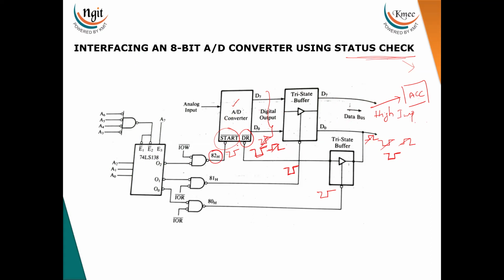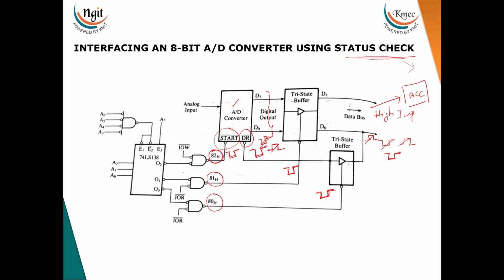Here the microprocessor is generating three different signals: the start signal, the tri-state buffer enable signal, and another enable signal. So three signals are generated by the microprocessor. Now how are these three signals generated? This signal is connected to port 82, this signal is connected to port 81, and this signal is connected to port 80.